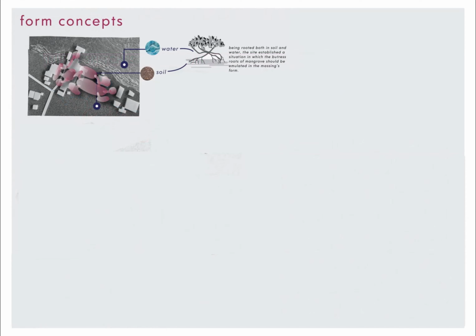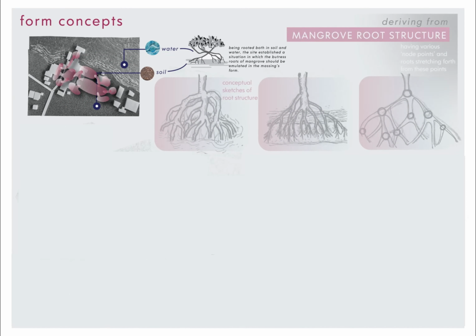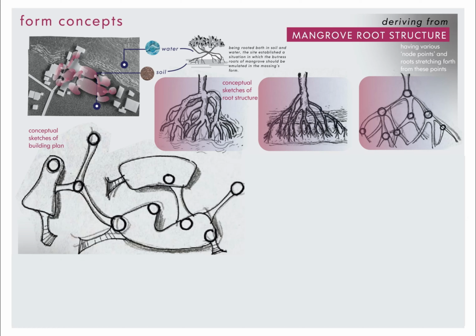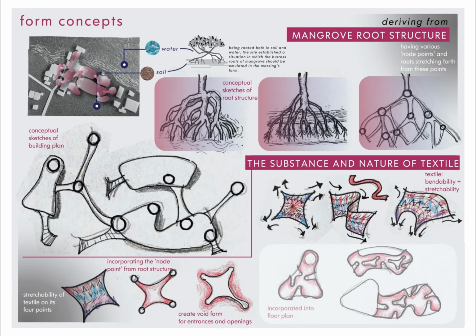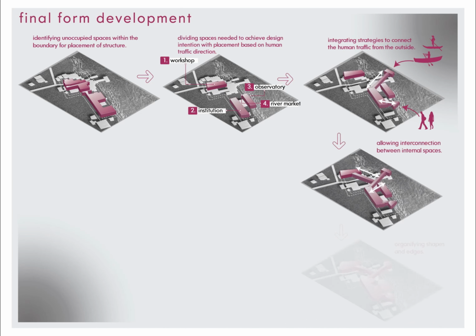As mentioned for the site synthesis, the concept for the project will be derived from the mangrove root structure that stretches out into water and soil. This was implemented having various root node points and roots stretching forth from these points. The form for this project is also taken from the substance and nature of textile, primarily the subject of stretchability. Two of these natures are then fused to create the overall form for the project as well as its wide openings and entrances, resulting in its final form development. The similar textile qualities are brought into the spatial qualities of the internal and open spaces of the project.